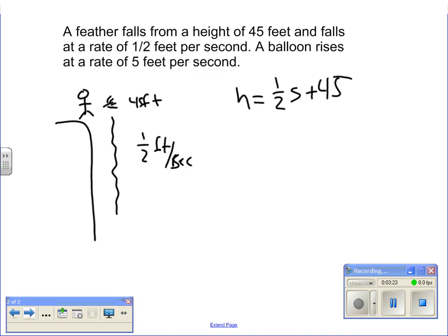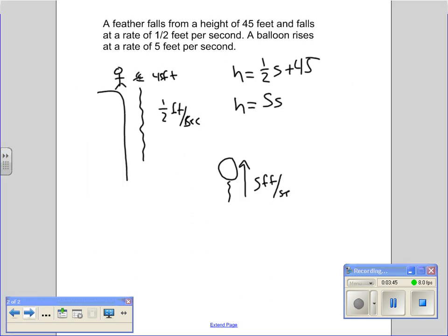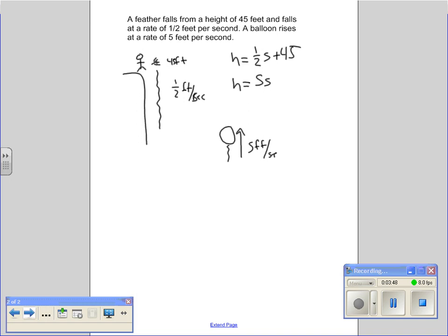And the next thing is you have a balloon, all right? So you have a balloon. Hopefully my balloon looks a little bit more like a balloon. So that's a balloon. And it is going up 5 feet per second, all right? So the balloon, that's going to be modeled by the equation h is equal to 5 times s. All right? So we have our two equations. That's part of what we were asked for. The other part was that we wanted to know, when are these things going to meet, all right? So they're both equal to h, so we can just set them equal to one another. So 1/2 s plus 45 is going to be equal to 5s.